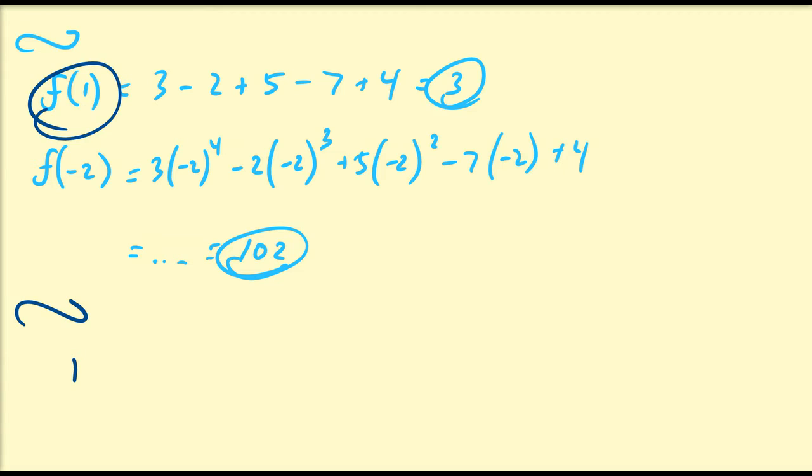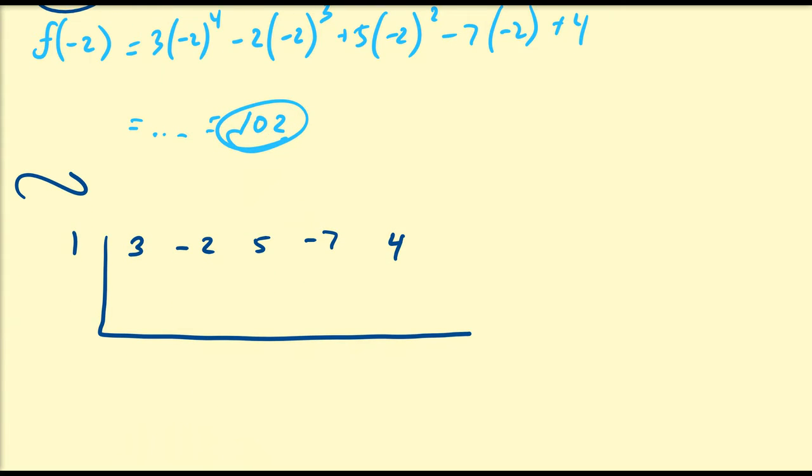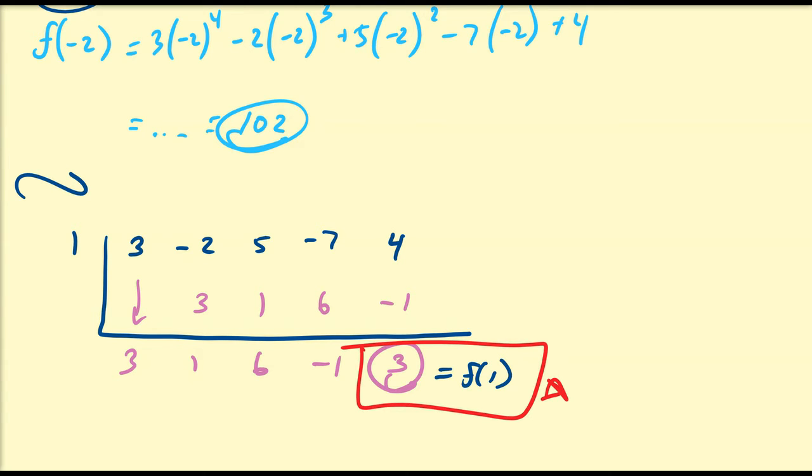I'm going to begin by putting 1 outside of my synthetic division box, and I'm going to grab the coefficients of my polynomial of interest, which are 3, minus 2, 5, minus 7, and 4. I begin by bringing 3 down. 1 times 3 is 3. 3 plus minus 2 is 1. 1 times 1 is 1. 5 plus 1 is 6. 1 times 6 is 6. Negative 7 plus 6 is minus 1. 1 times minus 1 is minus 1, and 4 plus minus 1 is 3. And this is equal to f of 1. Pretty neat.